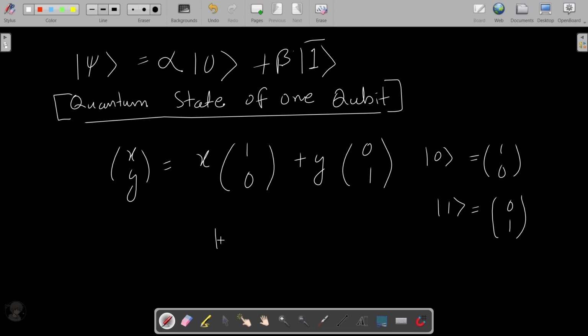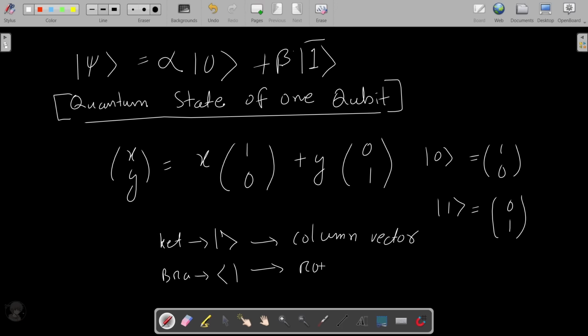Let me write it here. This is ket. It simply means column vector. And there's another, this is called bra, and this is ket. This is the row version of a ket. Okay, these are just symbols: ket represents a column vector, and bra represents a row vector.